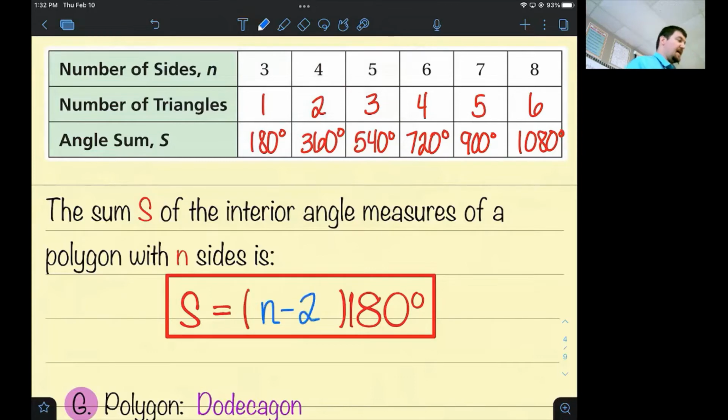N for number of sides, S for the sum of their angles. If you take the number of sides that shape has, subtract 2, and multiply by 180, you will see how many total degrees are inside of that shape. So we are beyond just the 180 degrees of a triangle. We are now looking at any number-sided polygon.